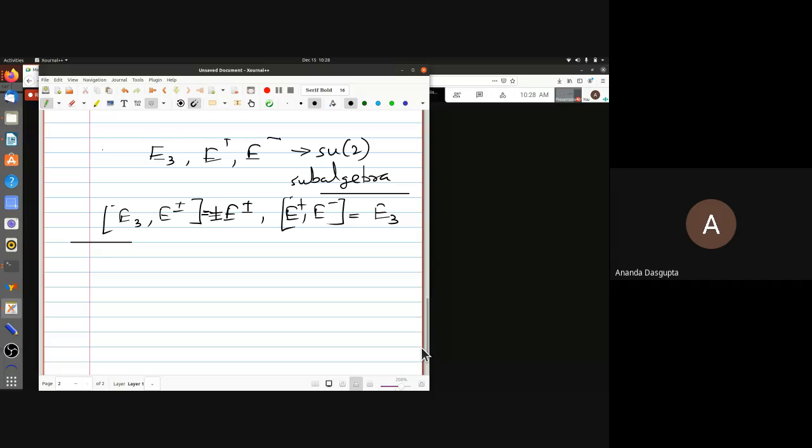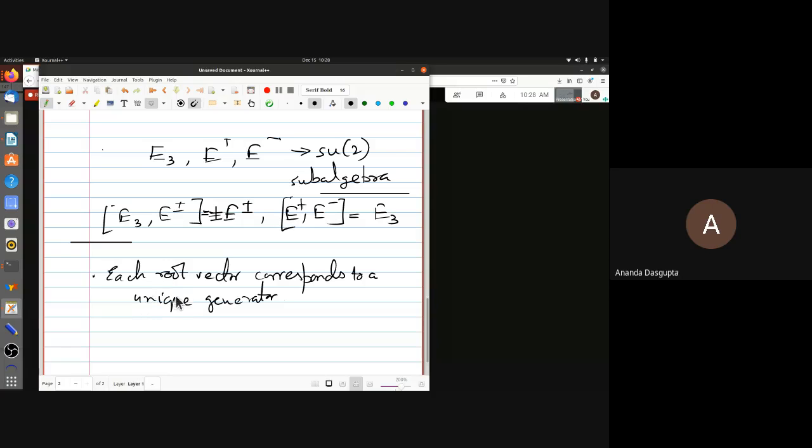Okay, the existence of this SU2 subalgebra gives rise to several important results, some of which we have already seen. For example, we have seen that each root vector corresponds to a unique generator. I think, Anurag, you messaged me about this. I think either I may have miscommunicated or you misheard.